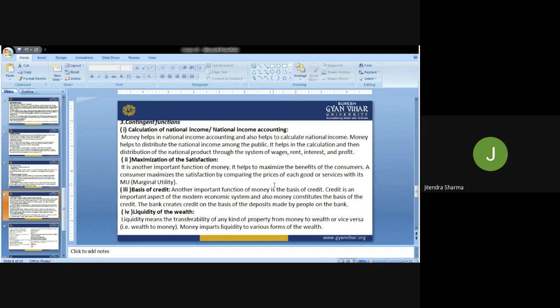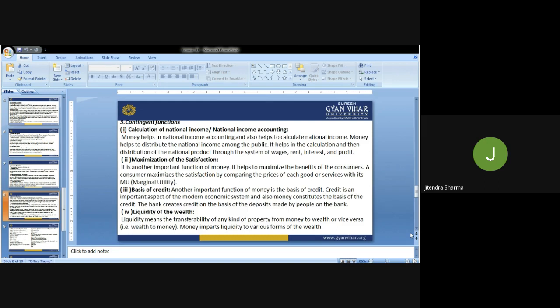It means another important function of money is the basis of credit. Credit is an important aspect of the modern economic system, and money constitutes the basis of credit. The bank creates credit on the basis of the deposits made by the people in the bank, or on the assets, details and balance sheet submitted by a firm.